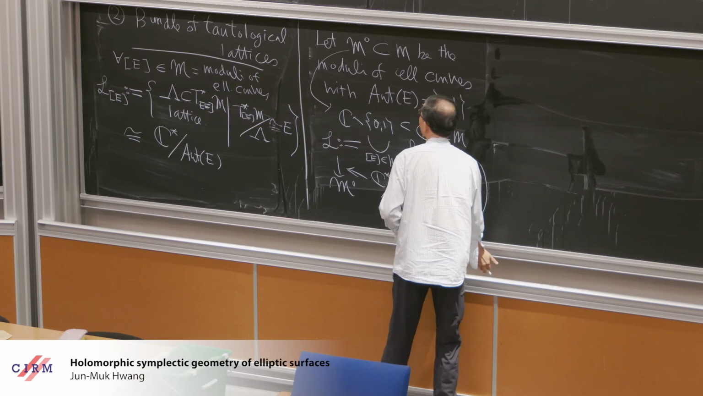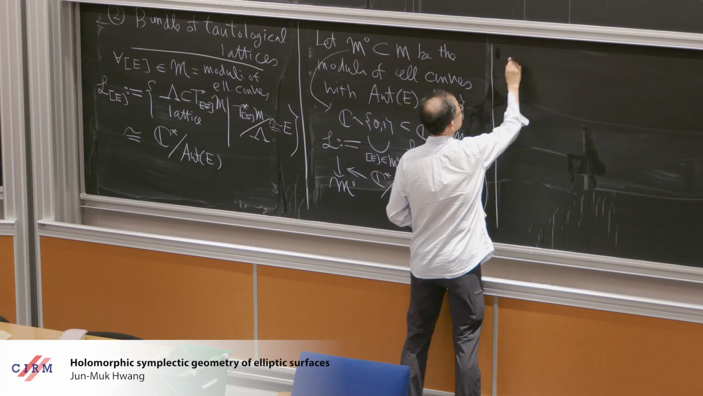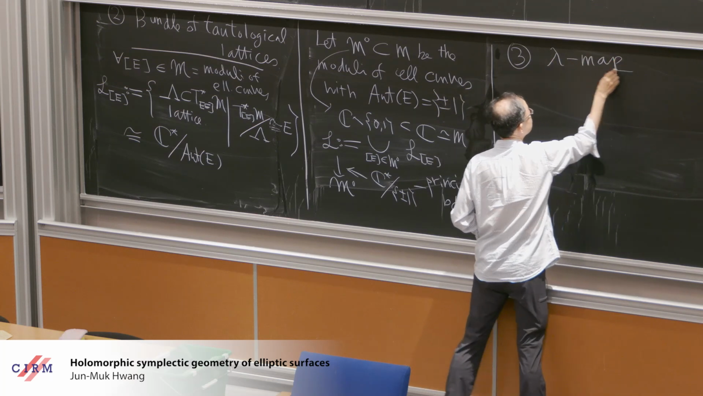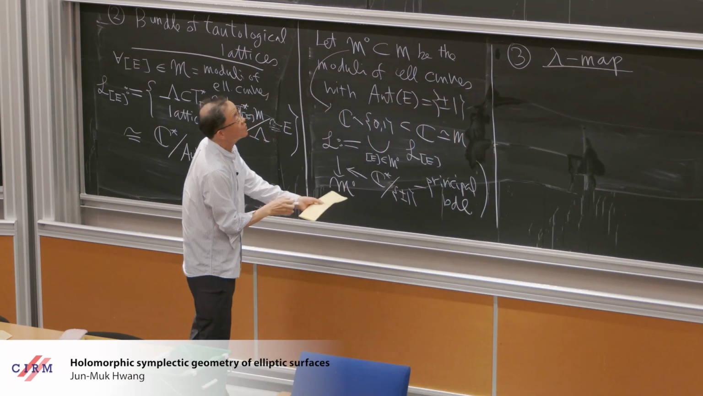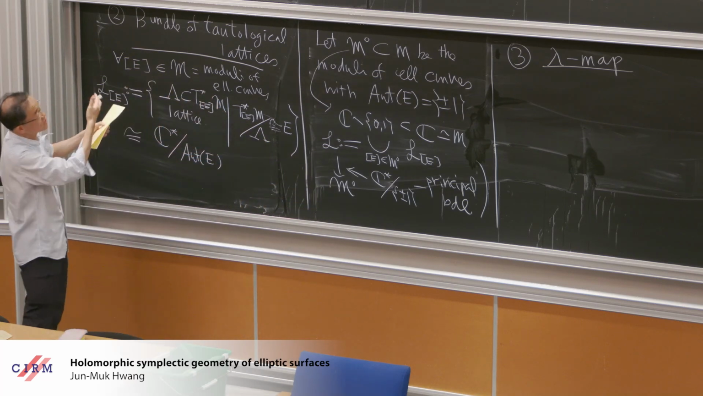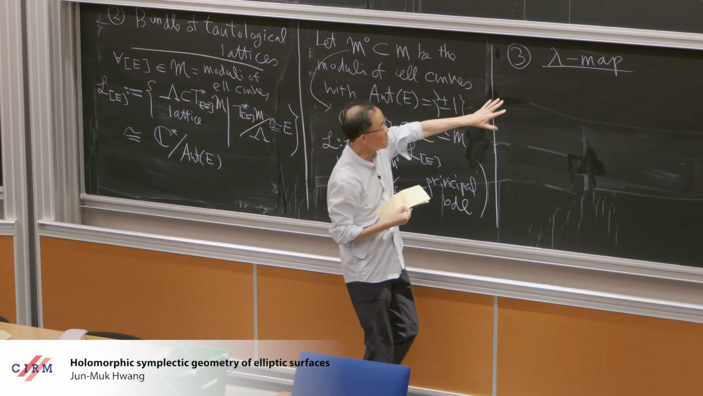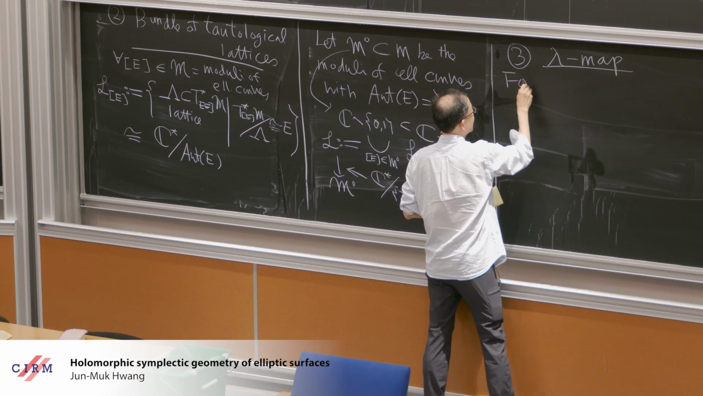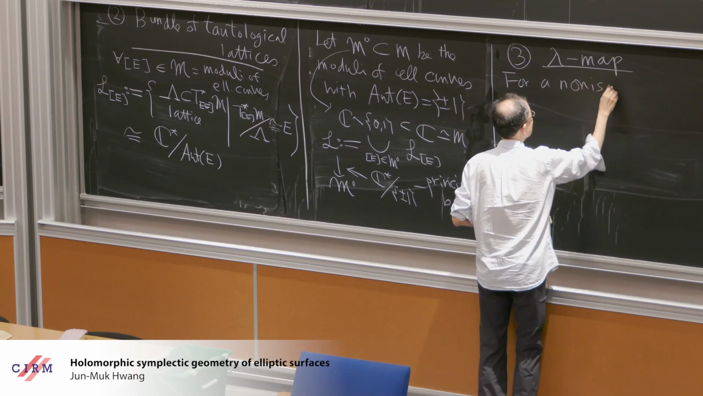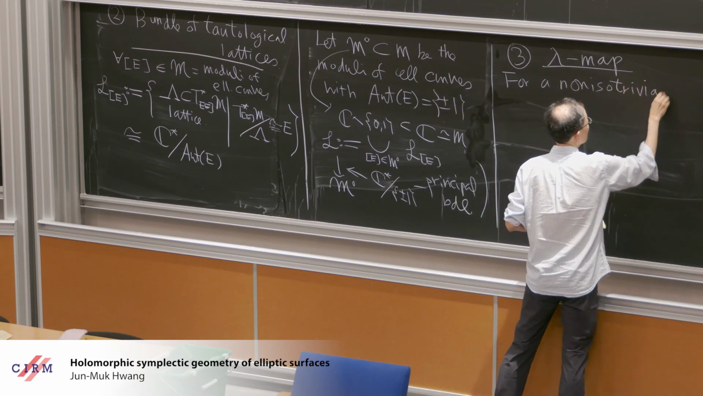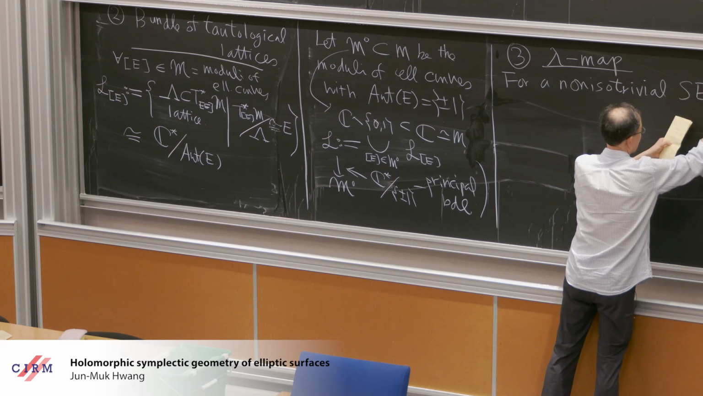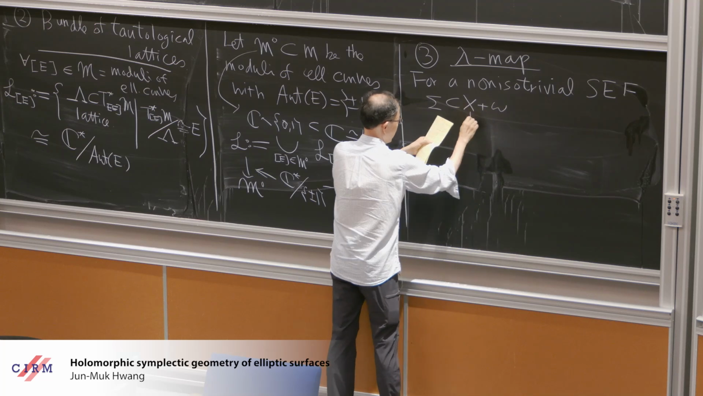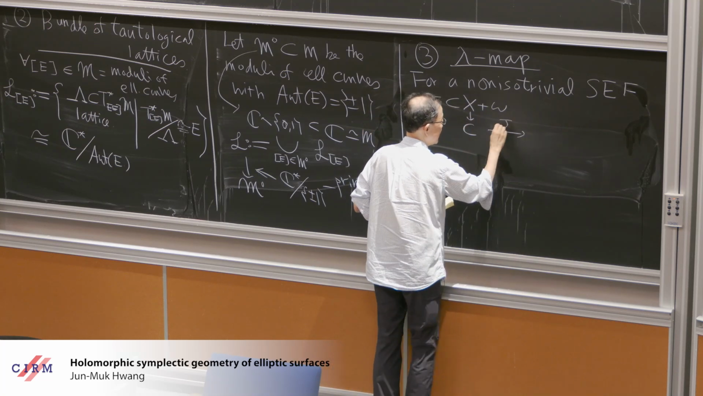Okay. Now the third ingredient, which is most important, is the lambda map. So now you recall that there's a J map associated to any elliptic fibration. Now there's some map associated to a symplectic elliptic fibration. So for a non-isotrivial symplectic elliptic fibration, we have this J map.